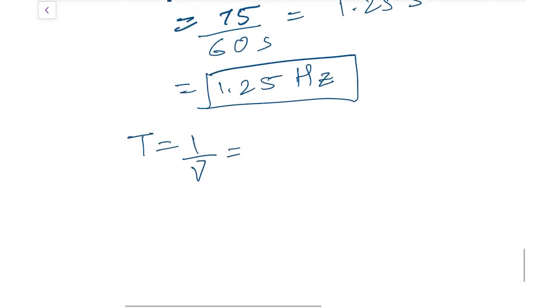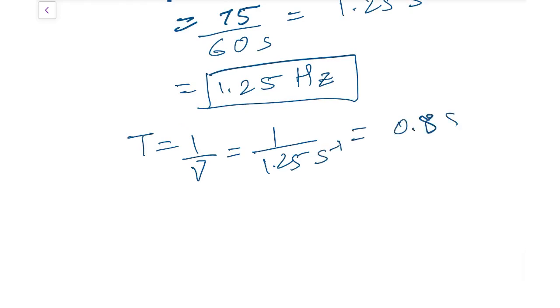Now let's calculate the time period. Since frequency is the reciprocal of time period, with the same logic, time period will be the reciprocal of frequency. We have got frequency as 1.25 second inverse. It will come out to be 0.8 second, the time period. So we have found the time period as well as the frequency.